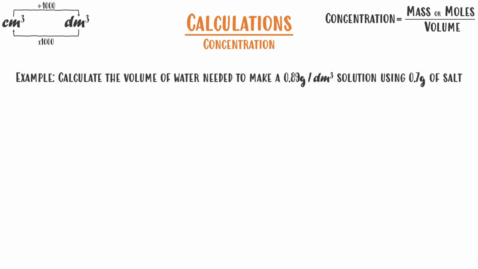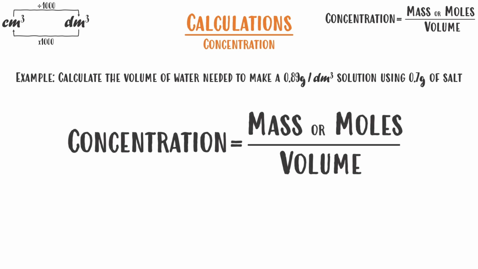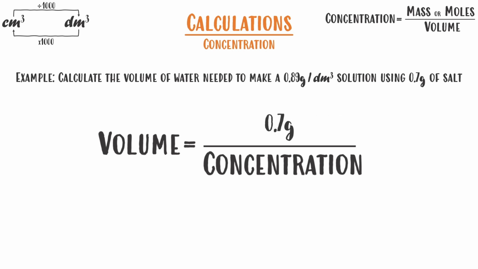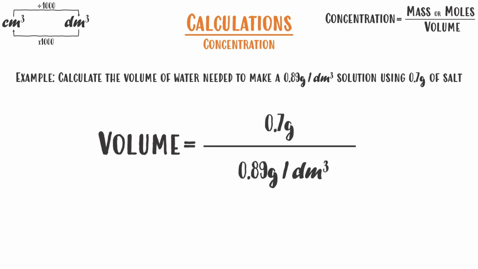Here's another one. Calculate the volume of water needed to make a 0.89 grams per decimeter cubed solution of 0.7 grams of salt. Again, we'll rearrange the formula to make volume the subject and substitute in our values. 0.7 divided by 0.89 grams per decimeter cubed, giving us 0.79 decimeters cubed.